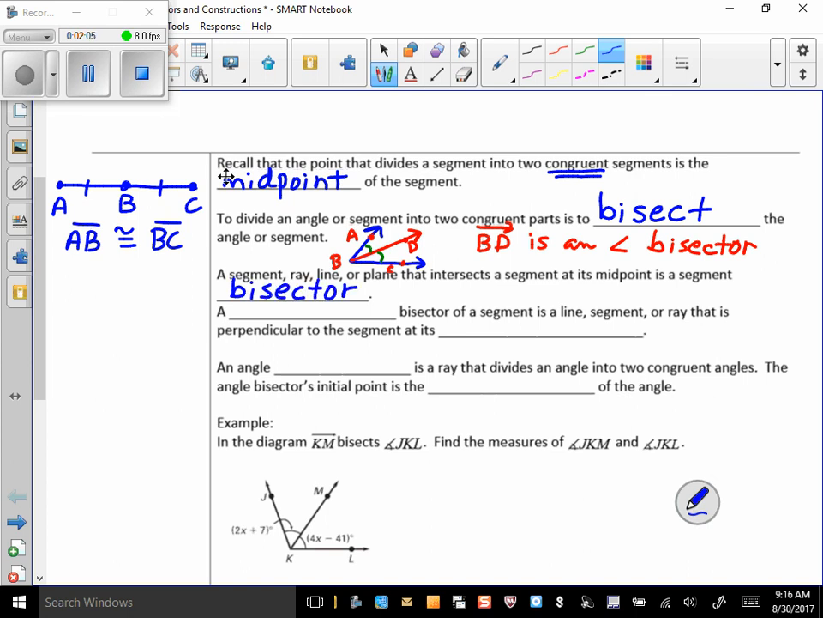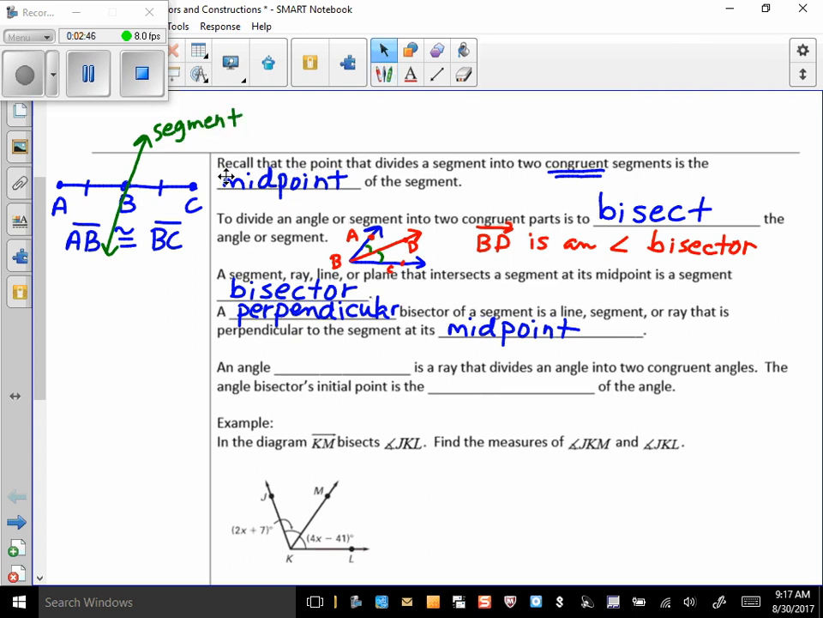So if I were to come up here to this little drawing that I did and draw a line through that midpoint, then that green line there is the segment bisector. A perpendicular bisector of a segment is a line, segment, or ray that is perpendicular to the segment at its midpoint, of course. So let me go back to this picture. This is a segment bisector, the green one.